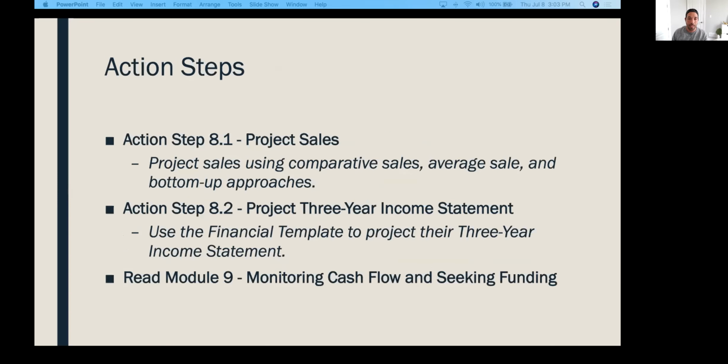Now, as a review, again, action steps, there's 2 for the remainder of this week. Action step 8.1, projecting your sales. 8.2, doing that 3-year income statement. Now, completing these is going to put you well on your way to projecting a healthy financial situation for your business, hopefully. There's also module 9. If you want to take a sneak peek at it, I'll have it up later today. That's what we're going to be talking about on Tuesday, monitoring your cash flow and seeking funding.